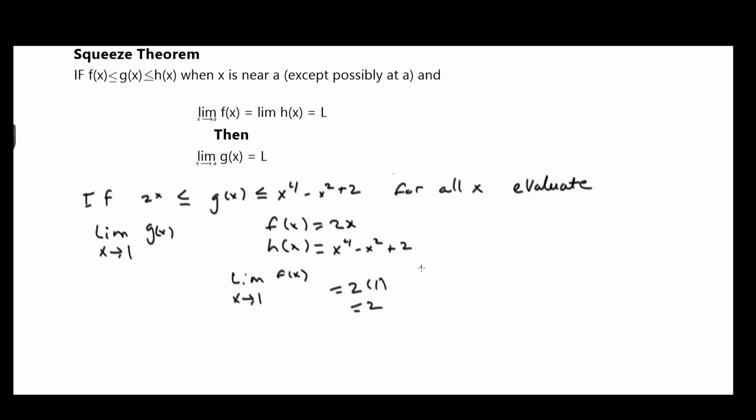And then our limit for h of x also gives us a value of 2. So once again, the theorem checks out. They're equal to each other, so we know that the limit for g of x is also equal to 2.